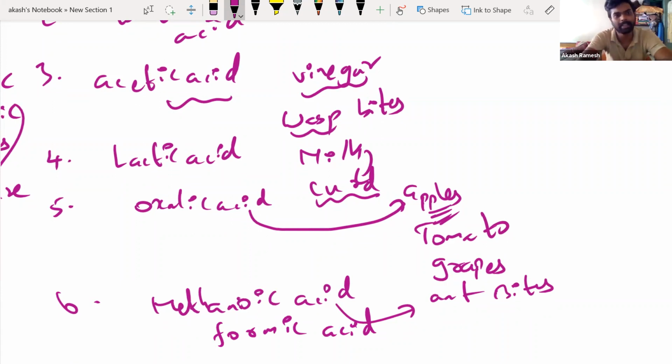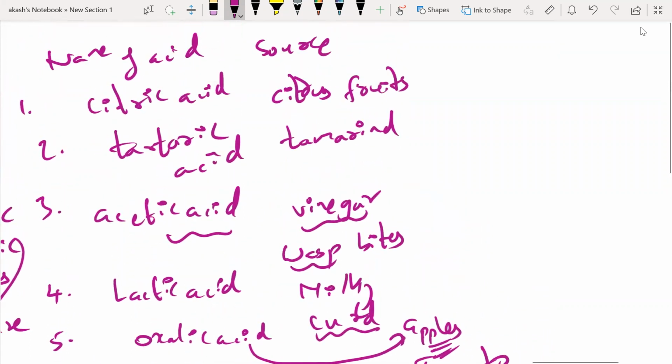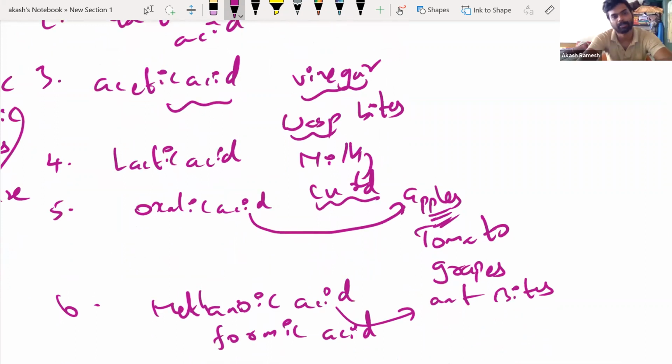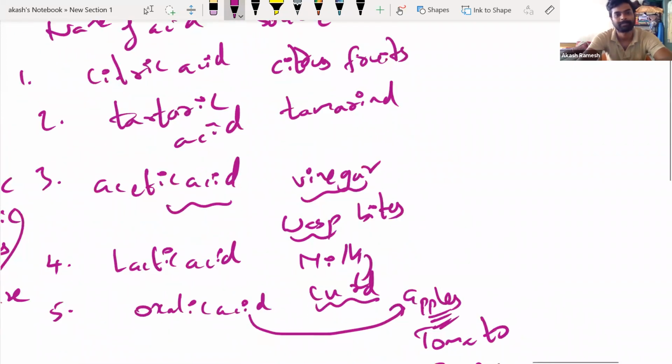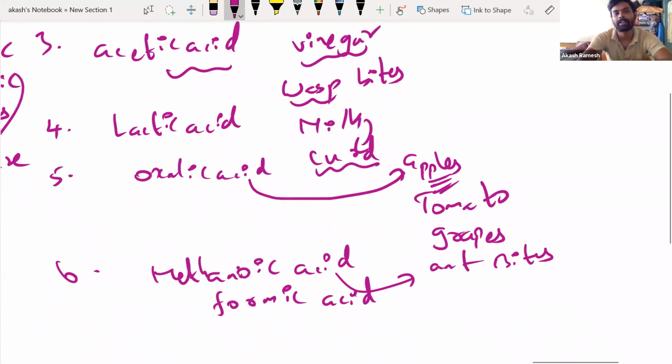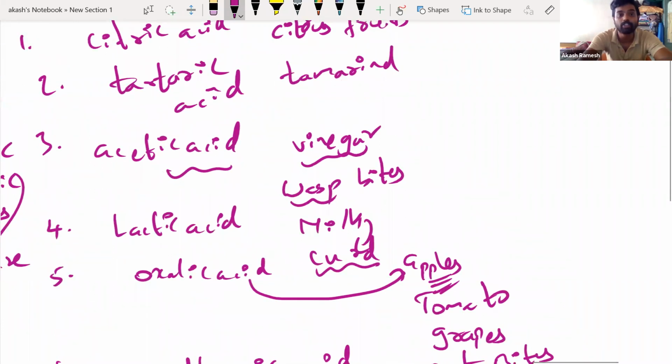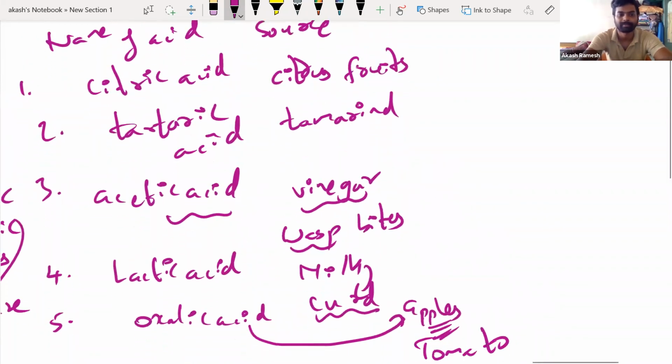Okay. Anything else, guys? Any other acid? Sir, tartaric acid is also present in grapes, right? Yeah, it is also present in grapes. Absolutely. Tartaric acid is in grapes also. Okay. So these are all the different types of acids which are present in natural sources like this.